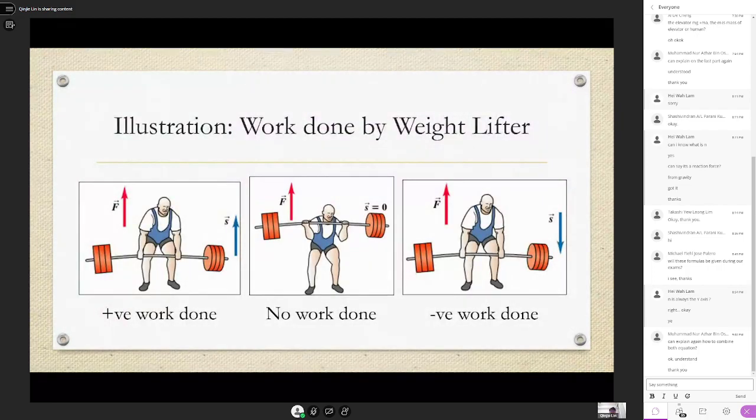Another illustration: a weight lifter lifts the weight up. S means displacement, and the weight is going upwards. You lift upwards with force F, in the same direction, so the work done is positive. Then when he wants to maintain it there, the displacement is 0 because it's not moving. But to maintain it, he needs to apply a lot of force, and he gets very tired. In this case, he is not doing work on the system, although he applies a lot of force.